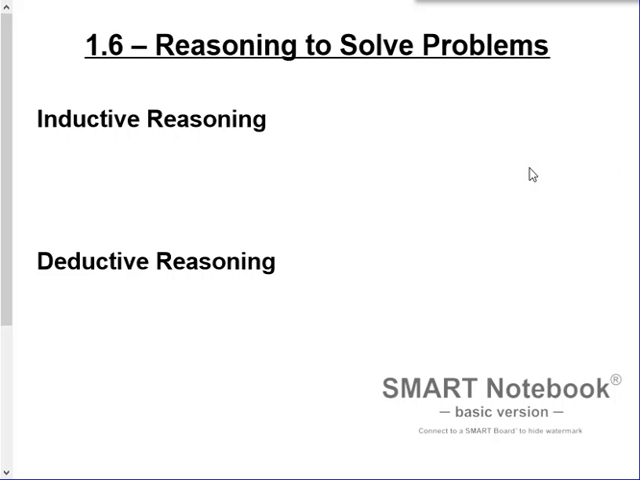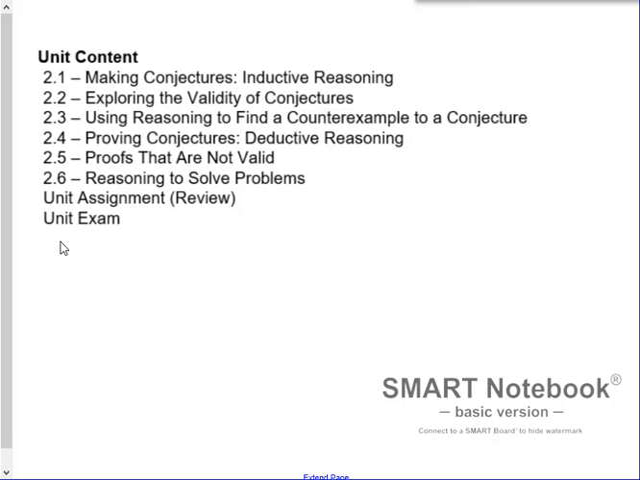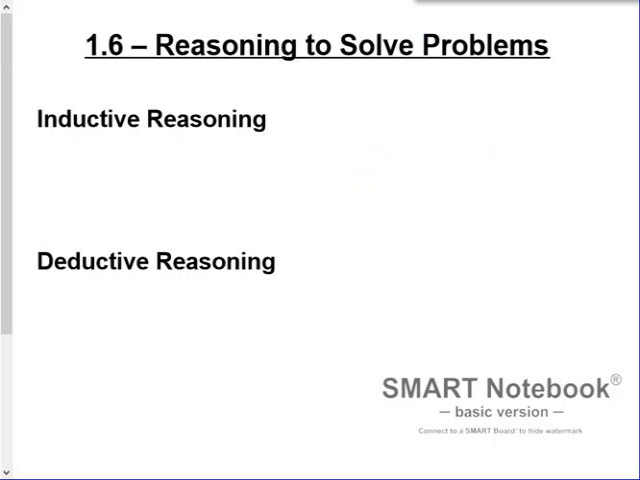Okay, here are the last section of notes for this unit. So we have gone through everything that we need to with inductive and deductive reasoning, different kinds of proofs, how we can tell if something is valid or not, counterexamples, and in this last section we are going to be looking at combining our inductive and deductive reasoning to solve different problems. So 1.6, reasoning to solve problems.